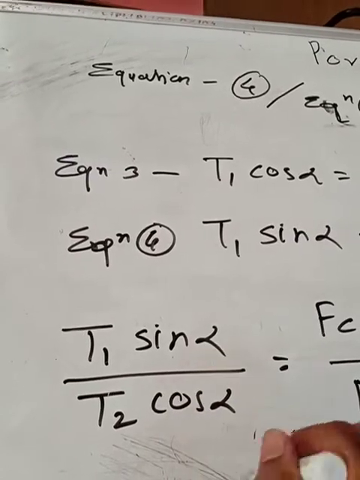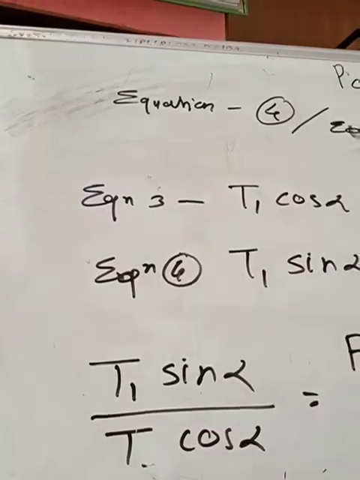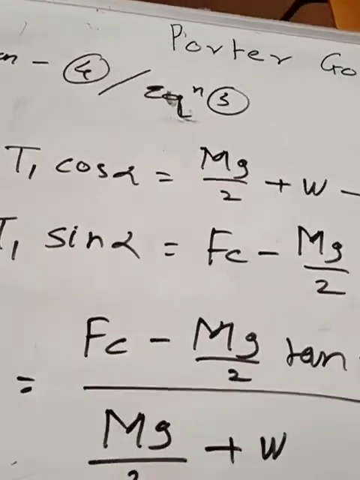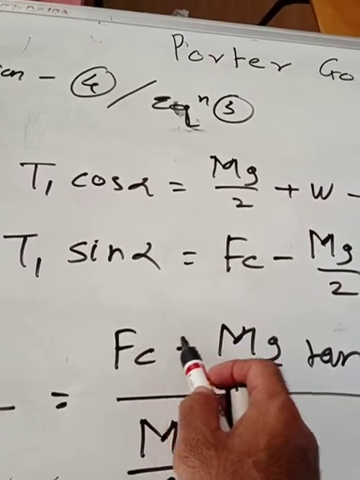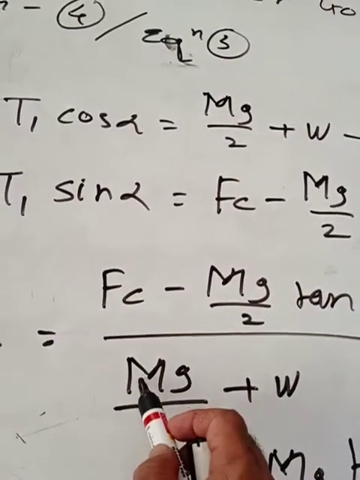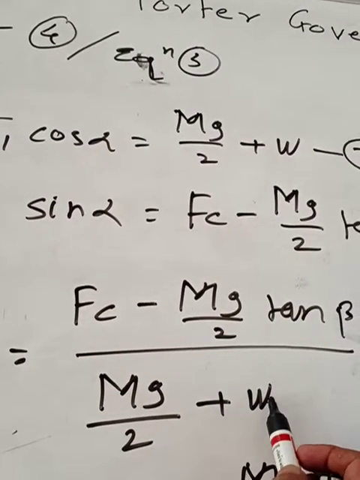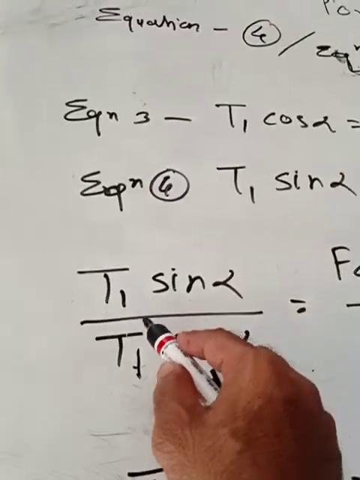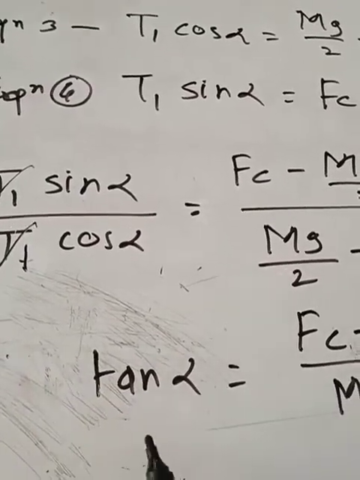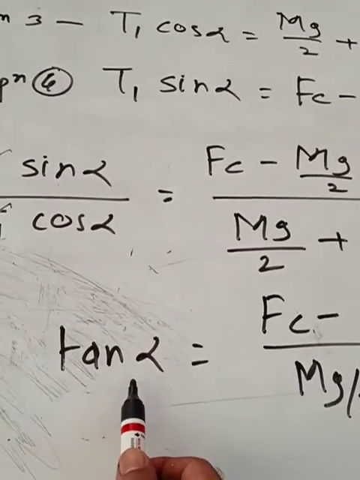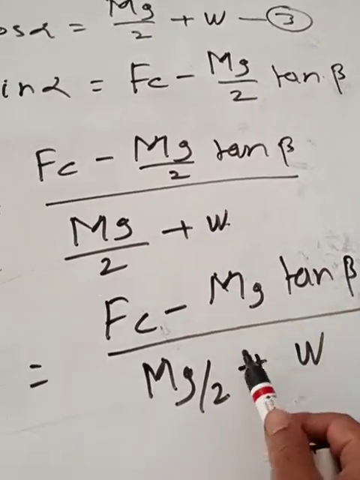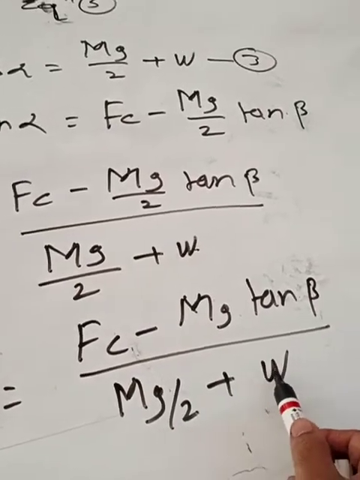sin of alpha divided by T1 cos of alpha is equal to this centrifugal force Fc minus capital M g divided by 2 tan of beta divided by capital M g divided by 2 plus small w. Now this T1 will get cancelled and we will get this equation as tan of alpha is equal to Fc minus capital M g tan of beta divided by capital M g divided by 2 plus w.